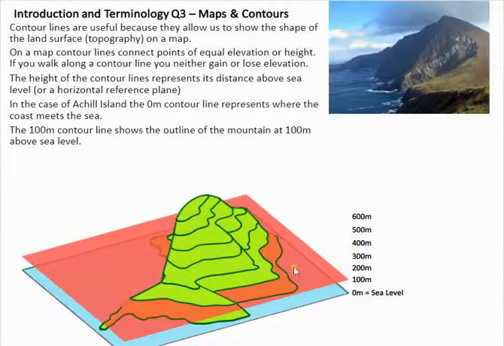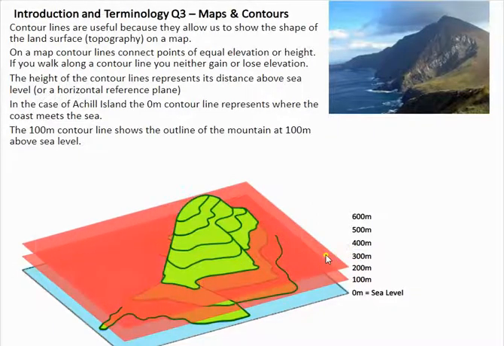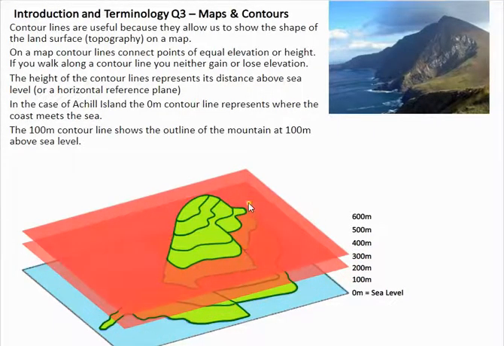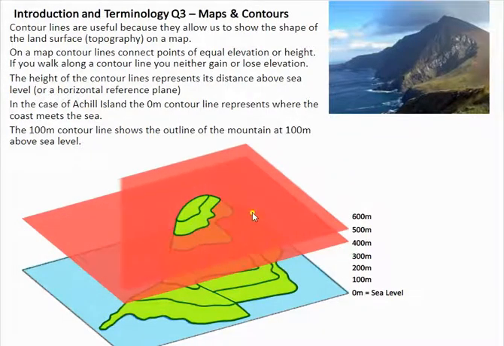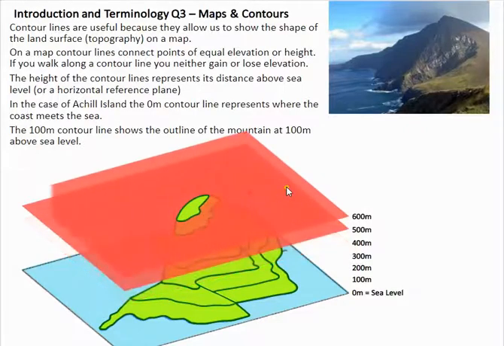Now if we look here, we take our horizontal slicing planes, and you can see where the contour lines are formed. It's as if a horizontal slicing plane cuts through the land. Wherever it cuts through the land, that's where the contour line is formed. These are each of the contour lines formed here.